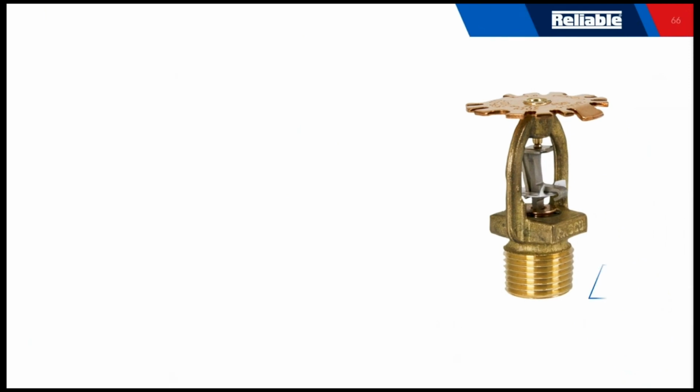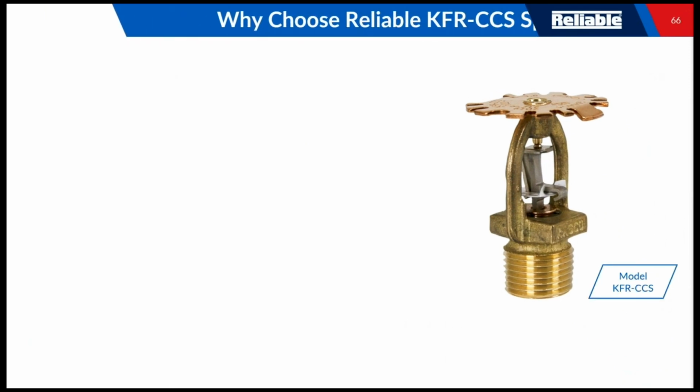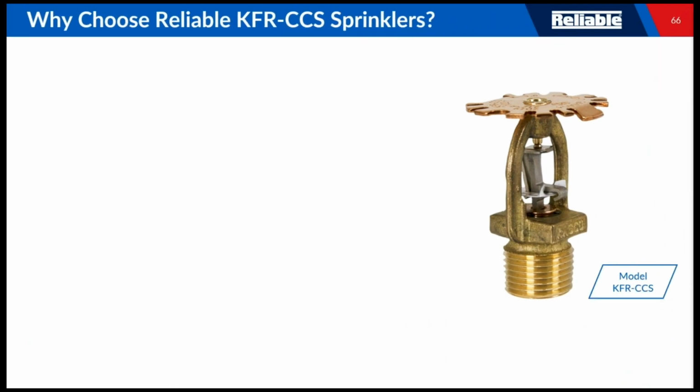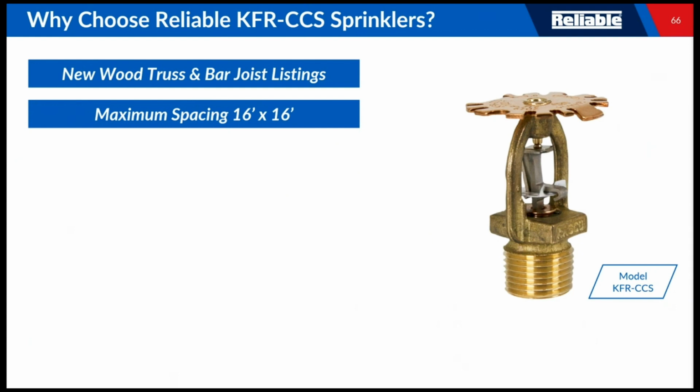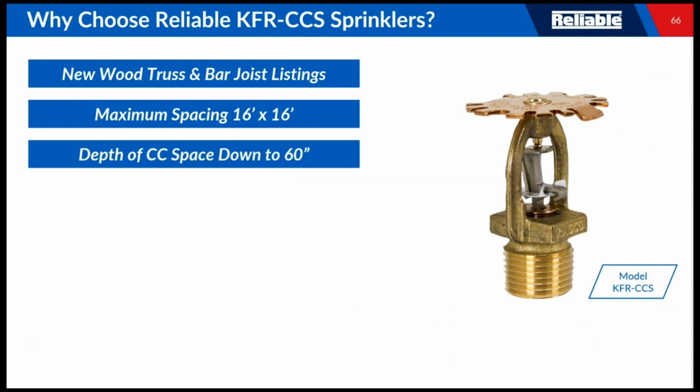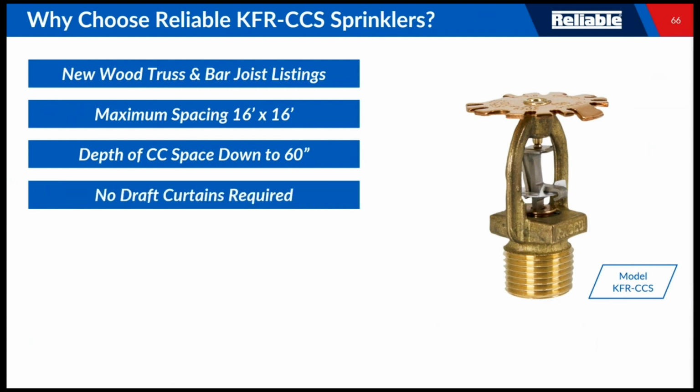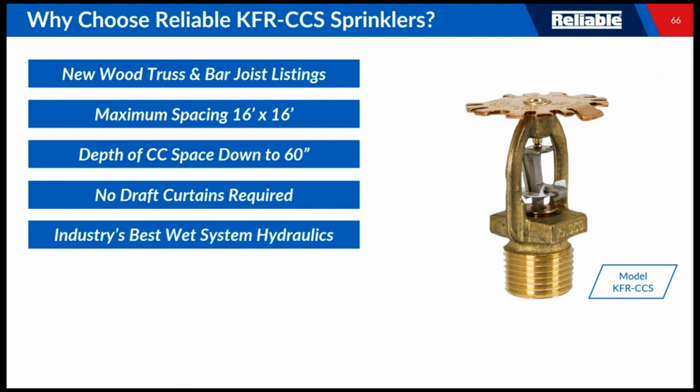So with that being said, why would we want to choose our Reliable sprinklers? Well, we have new wood truss and bar joist listings that are really, really great. They offer a maximum spacing of 16 by 16. The depth of the concealed combustible space can go down to 60 inches. We have no draft curtains required. We have the industry's best wet system hydraulics using 6 sprinklers on a calculation. You cannot improve upon that.